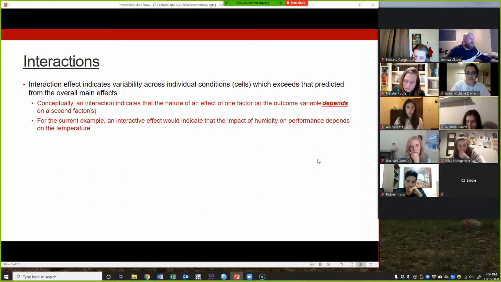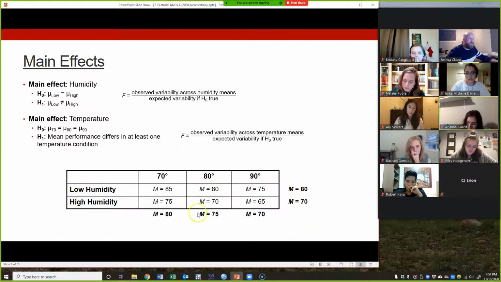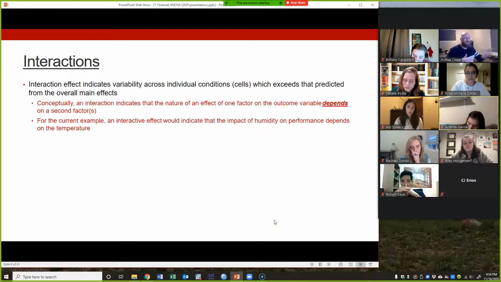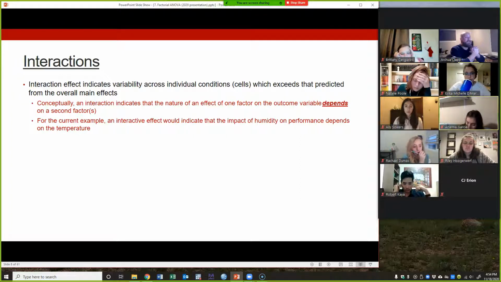But then, so this is my main effect. I'm getting a main effect here and a main effect here, right? And this tells me some information. But what I can also test within this design is my interaction effects, okay? If I have evidence of an interaction effect, it tells me that I've got variability across my individual cells that exceeds what I would expect just based on the main effects, okay? From a conceptual standpoint, my interaction says that the impact of one factor on my outcome depends on the other factor, okay?